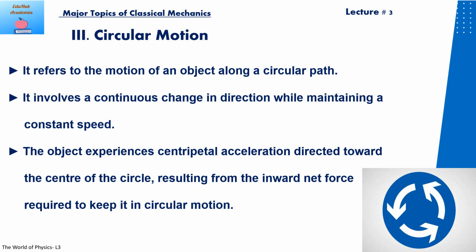It experiences centripetal acceleration directed towards the center of the circle, resulting from the inward net force required to keep it in circular motion. Of course, an object can never ever stay in circular motion unless there is something holding it in the circular orbit, like the Earth orbiting the Sun. There must be a force pushing it or directing it towards the center, which means every time the object tries to stray away, to go away, something brings it back into the circle.